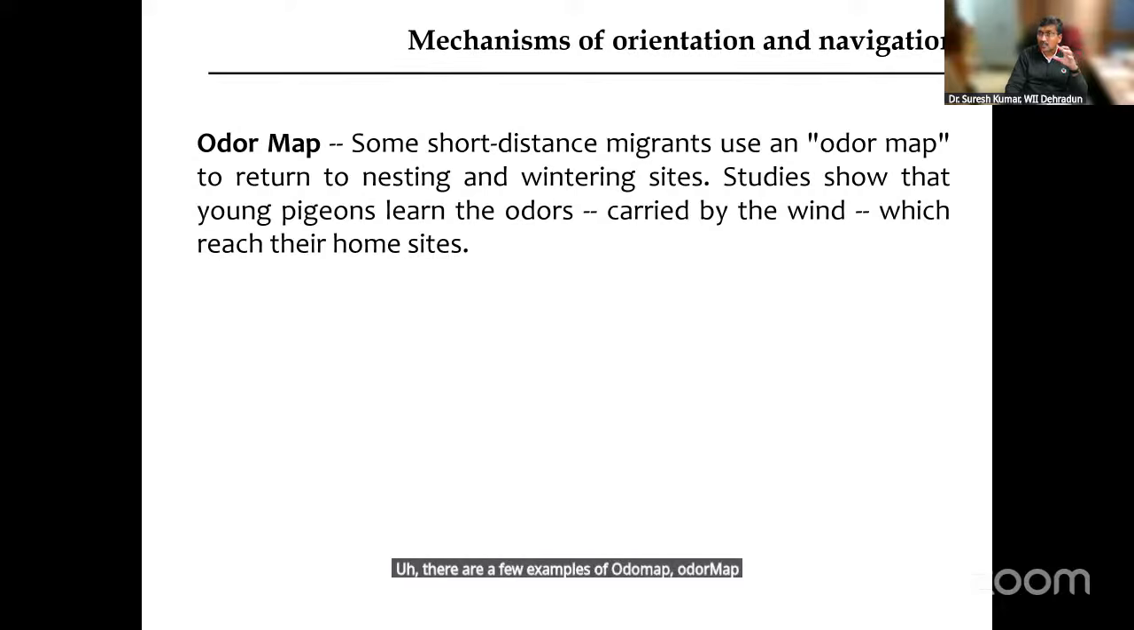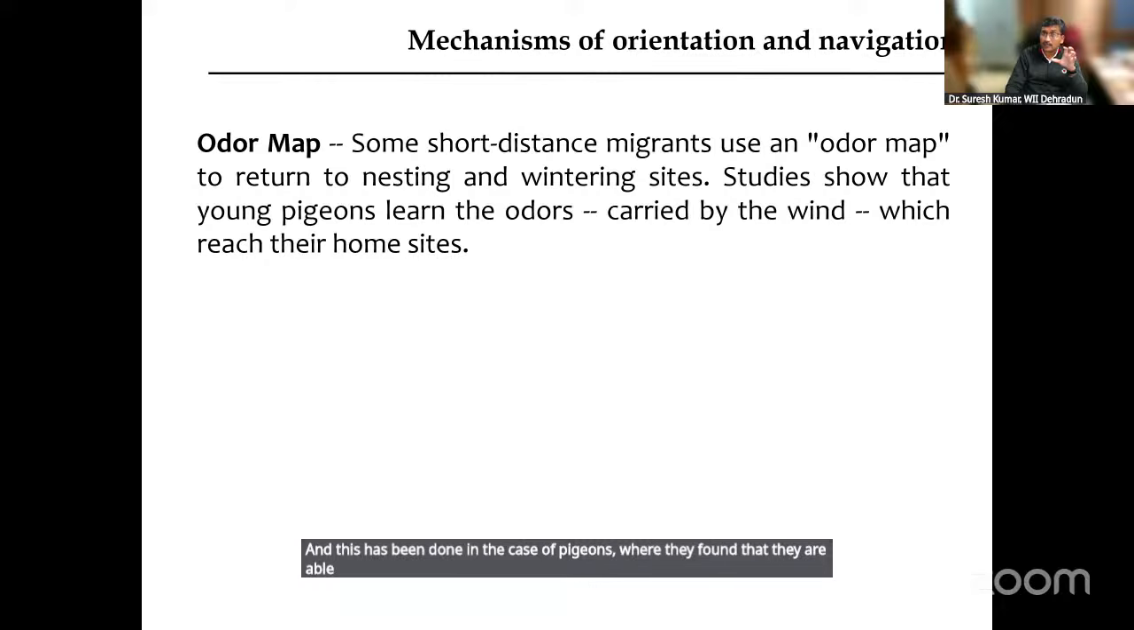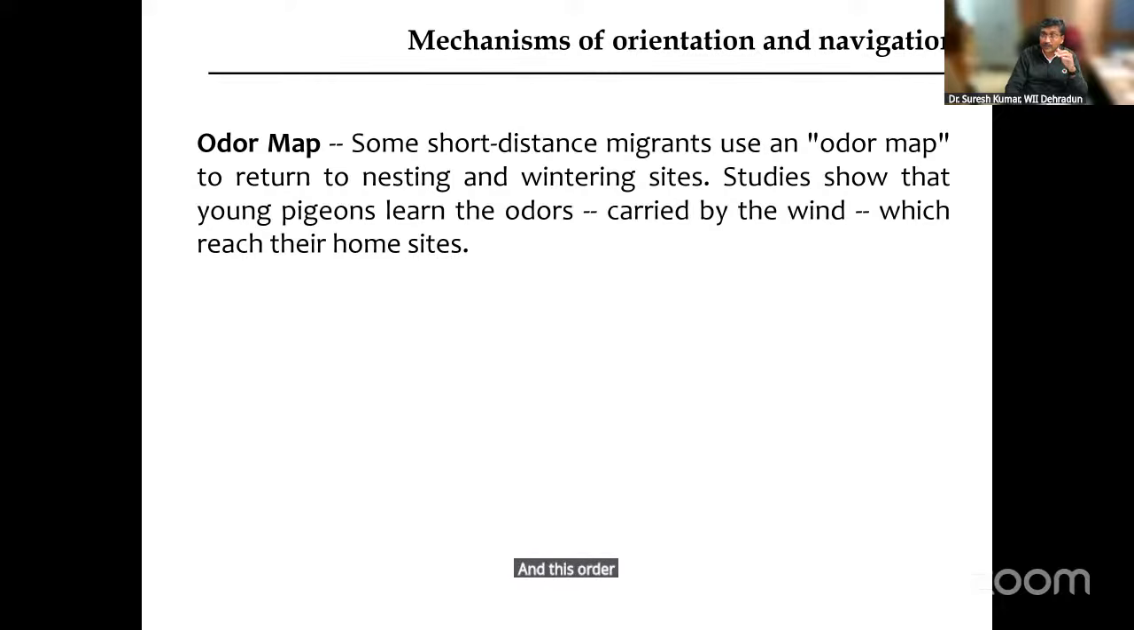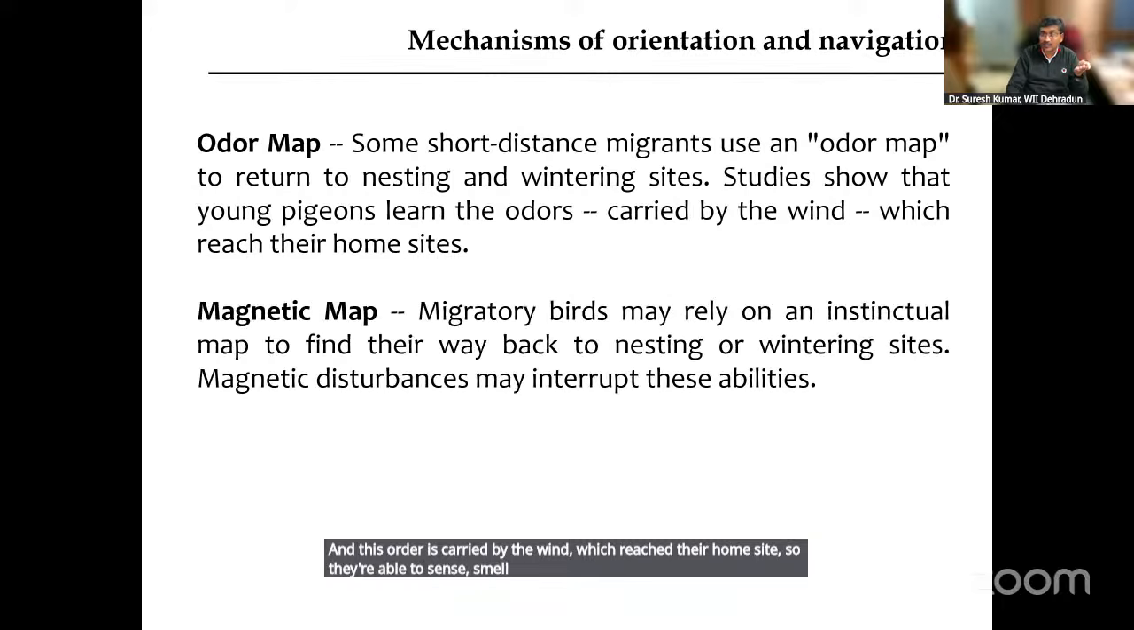There are a few examples of odor maps. Generally, the sense of smell in birds is poor, but there is certain research on certain species which seems to show that. And this has been done in the case of pigeons, where they found that they are able to locate their wintering sites and nesting sites based on odor. And this odor is carried by the wind, which reaches their home site. So they're able to smell their locations.